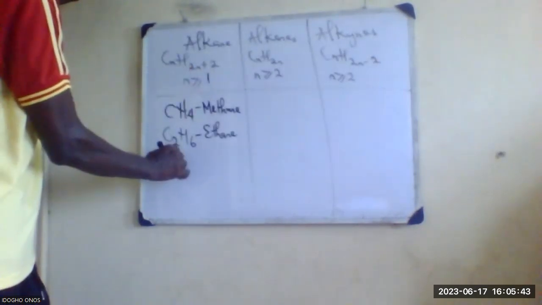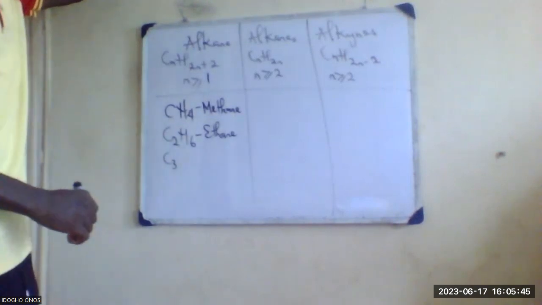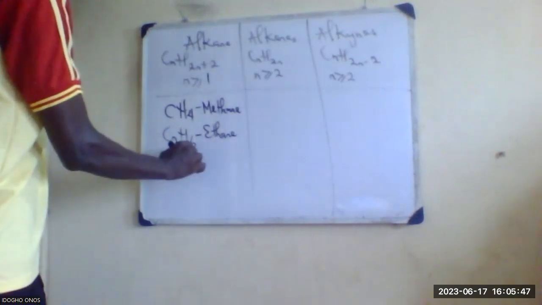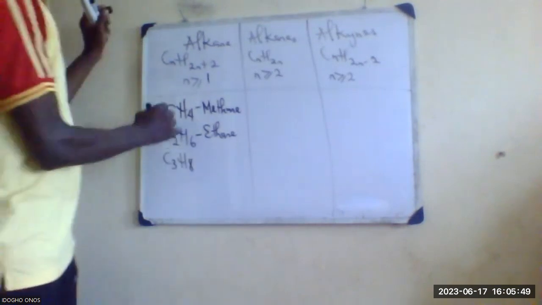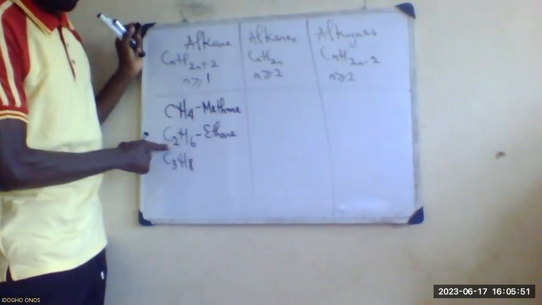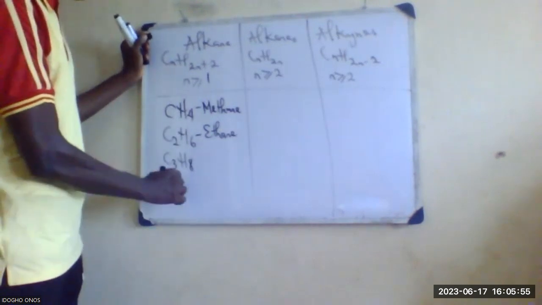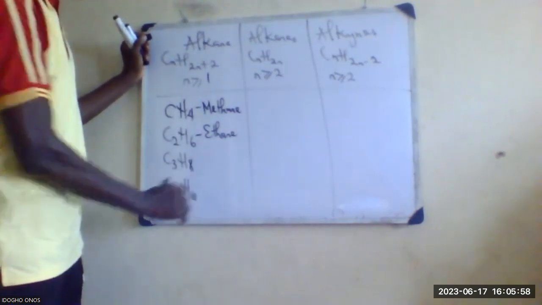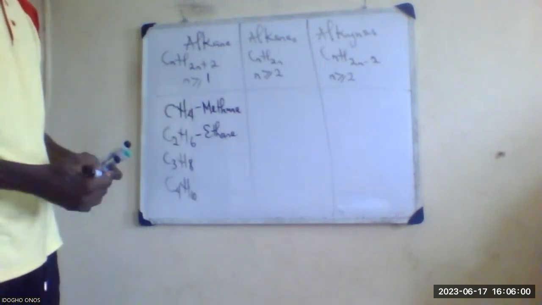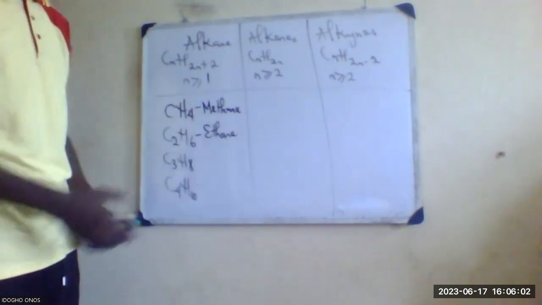The next one will be C3. 3 times 2 is 6, 6 plus 2 is 8, so C3H8. If you see it now, as the number of carbon atoms increases by 1, the hydrogen atoms increase by 2. So obviously the next one will be C4H10. Hence we said each successive member differs by a CH2.